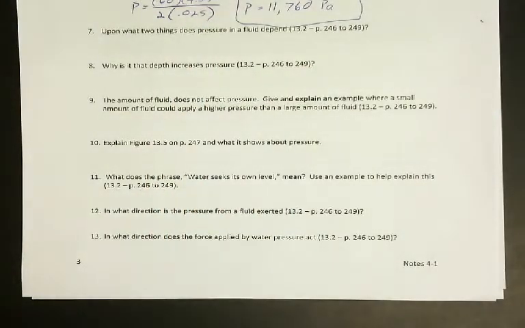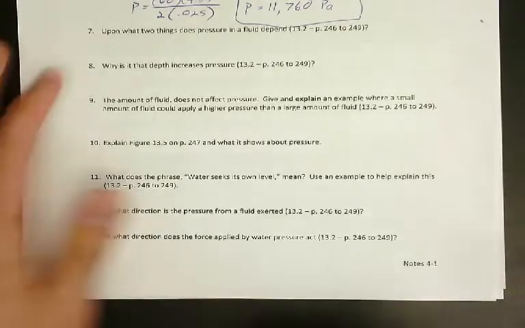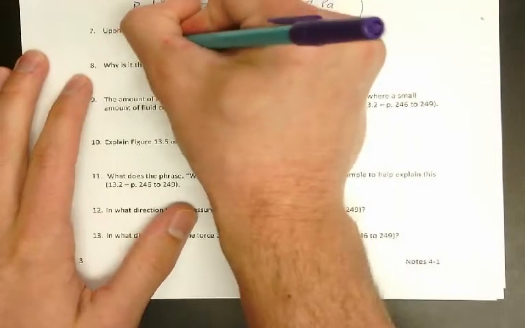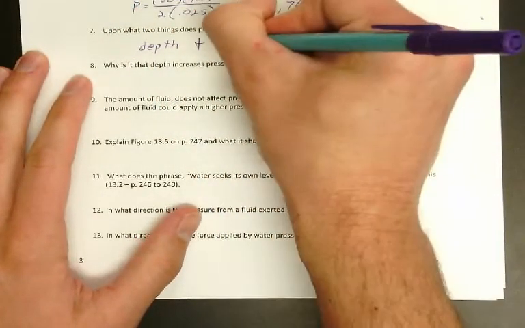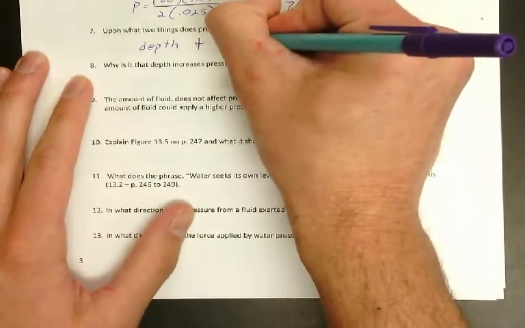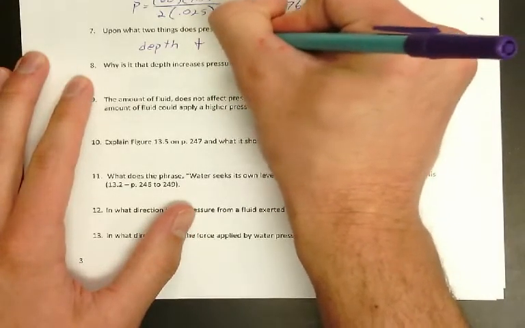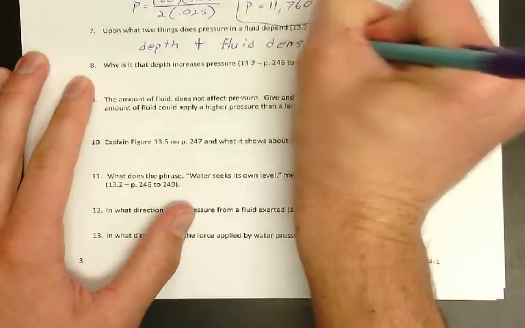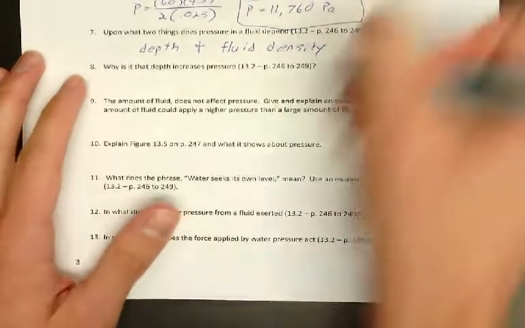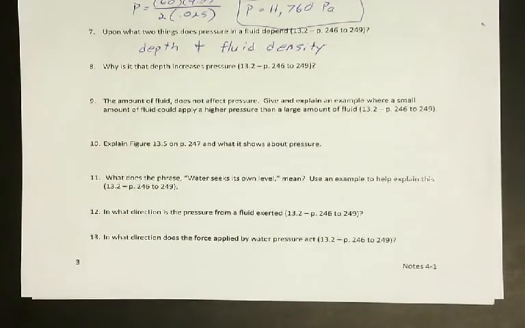Number 7. Upon what two things does pressure in a fluid depend? Brandon: Depth and weakness. Yes, so depth. And I'm just going to be a little less specific and call it fluid density. It's whatever the fluid is. Good. Depth and density of the fluid. Those are the two things that you need in order to have pressure.